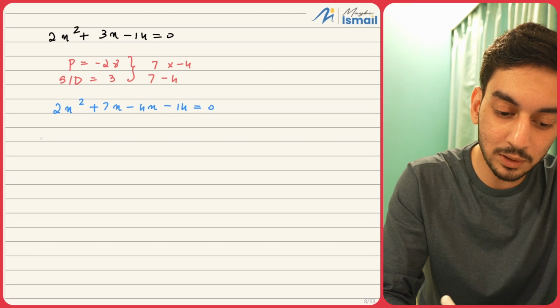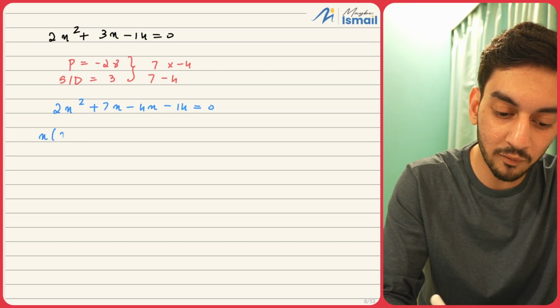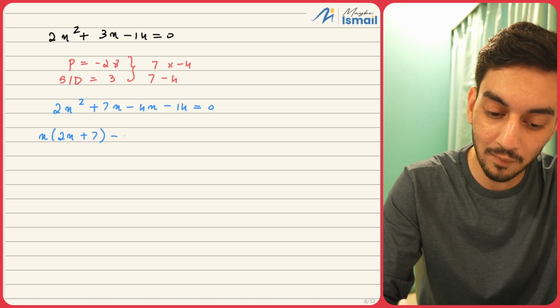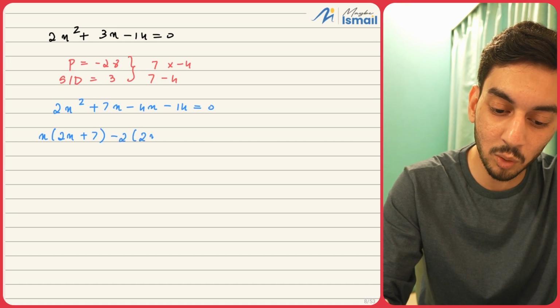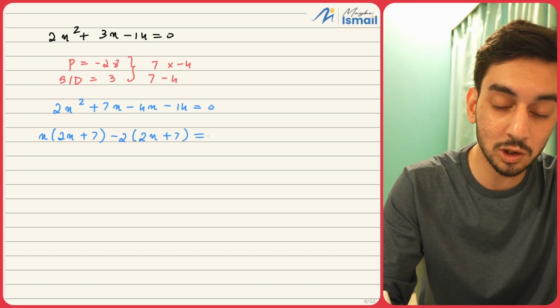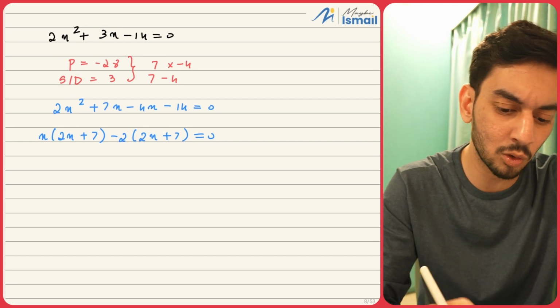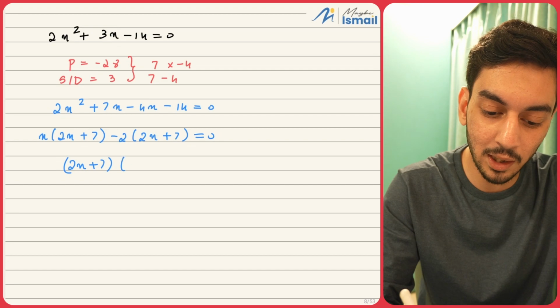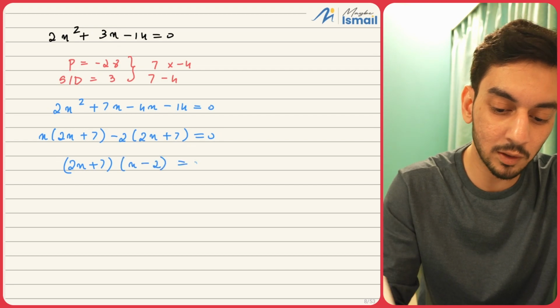From the first two terms, I can take an x common. I'll be left with 2x plus 7. From the next two terms, I can take a negative and a 2 common. I'll again be left with 2x plus 7. These two brackets always have to be same, as you already know. Okay, so (2x plus 7) is a common thing from here, and then (x minus 2) is equal to 0.